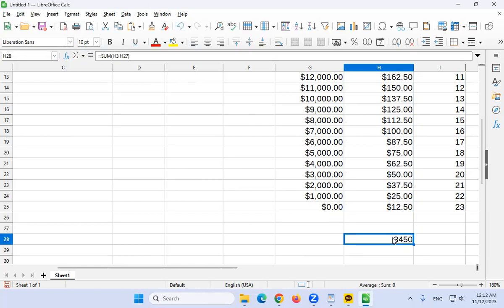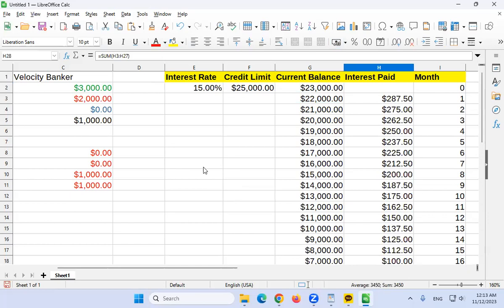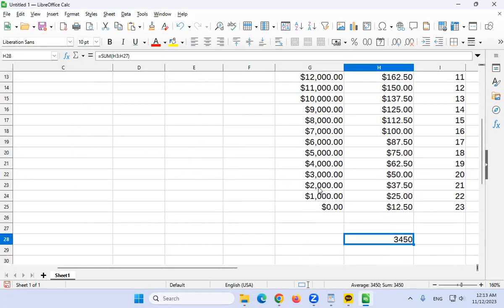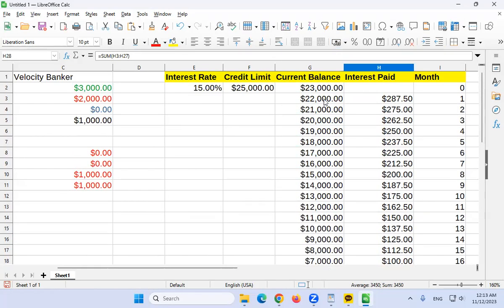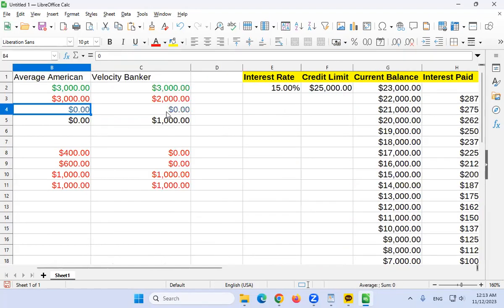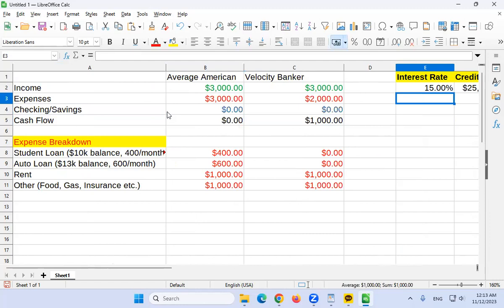And we're going to pay about $3,450. Okay. So $3,450 is the interest. And if we take a look at our cash flow, that's probably another 3 months. So about 26 months it's going to take us. Okay. So 26 months, $3,450 in interest, not bad, a little bit over 2 years, but that's paying off $23,000 with no cash flow. And then look, we generated $1,000 cash flow out of thin air.